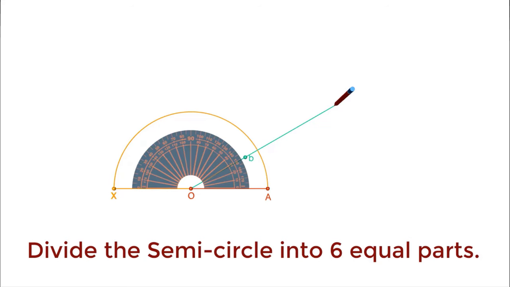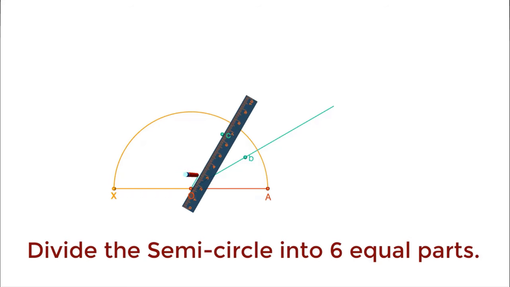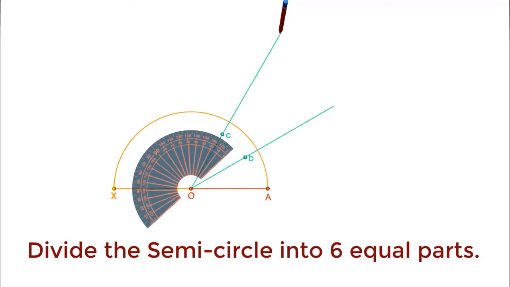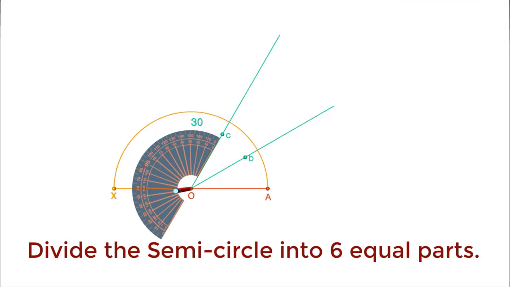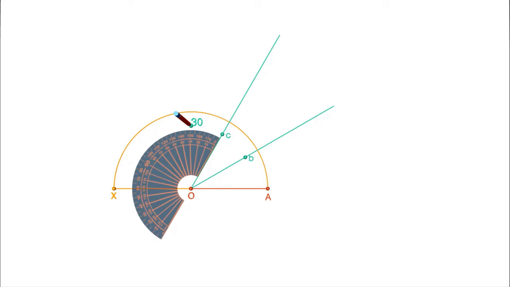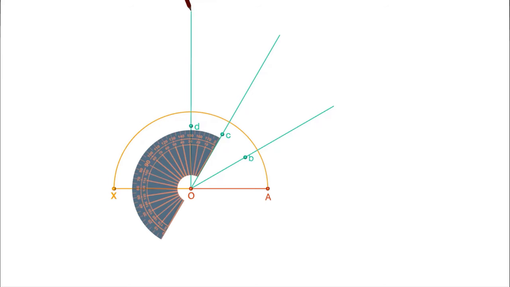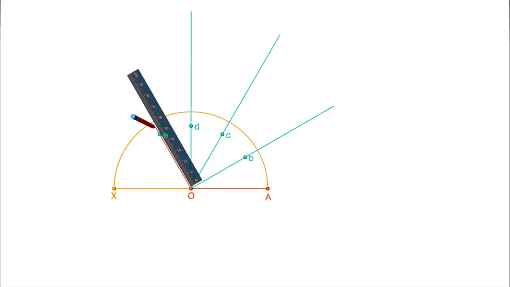Similarly, we'll draw another 30 degree angle. First locate the point C at an angle of 30 degrees and complete the line and extend it. Draw another line at an angle of 30 degrees after locating the point D. So till now we have completed 90 degrees. Another line at an angle of 30 degrees. Locate the point E and extend it.